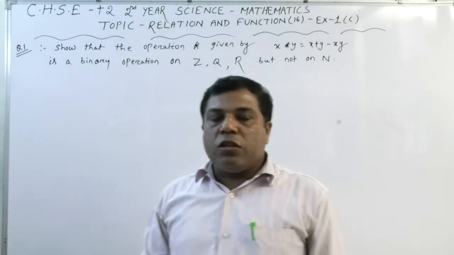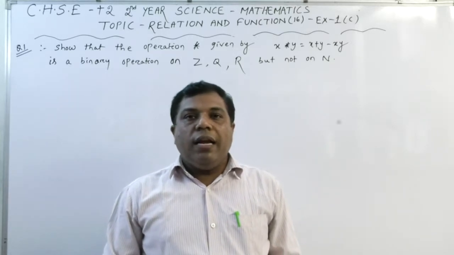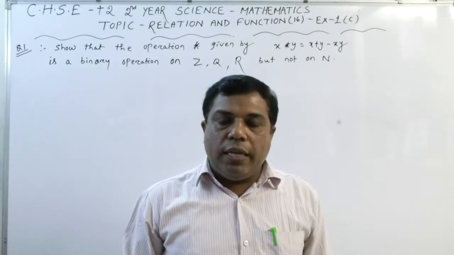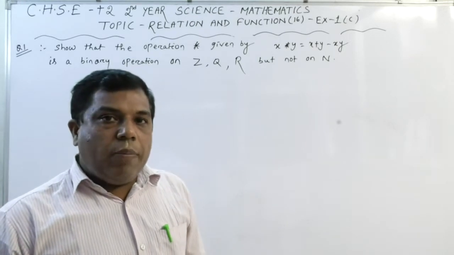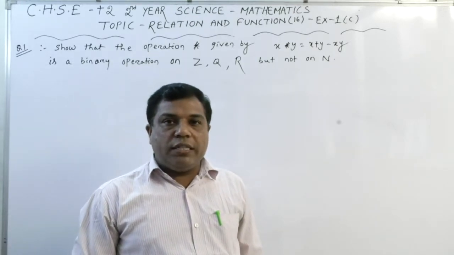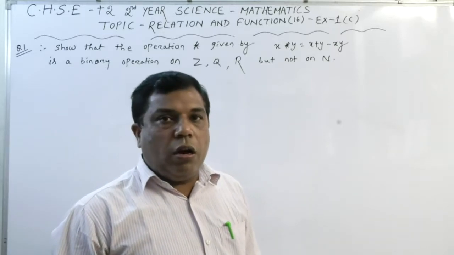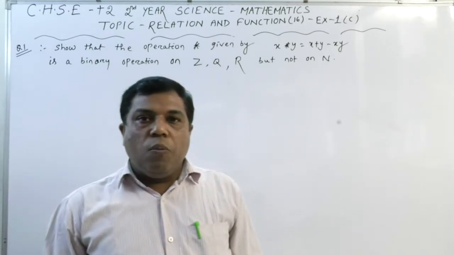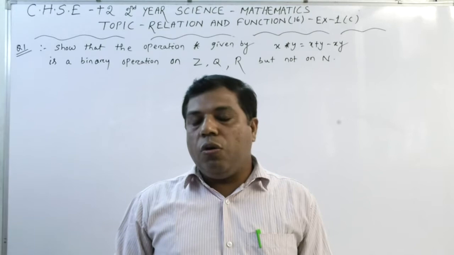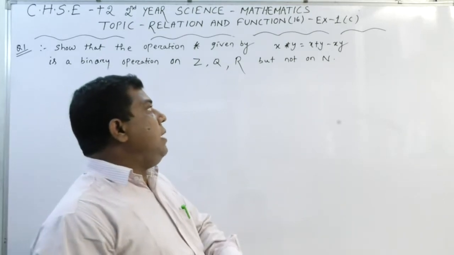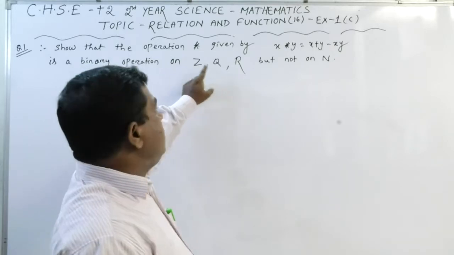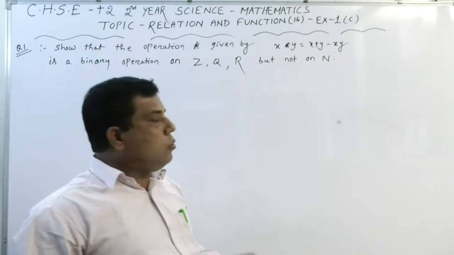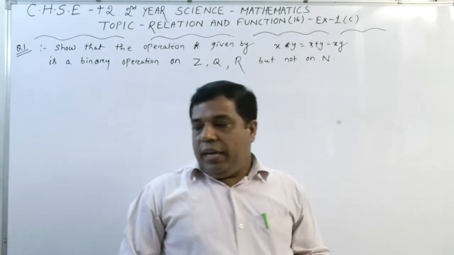First of all I want to know from all of you, when is an operation said to be binary? A binary operation is an operation on a set if it satisfies the closure law. That means the result should belong to the same set from where the elements are taken. Yes or no? So now we have to show that it is a binary operation on the set Z, on set Q, on set R, but not on N, not on the set of natural numbers. Let us go for the solution.